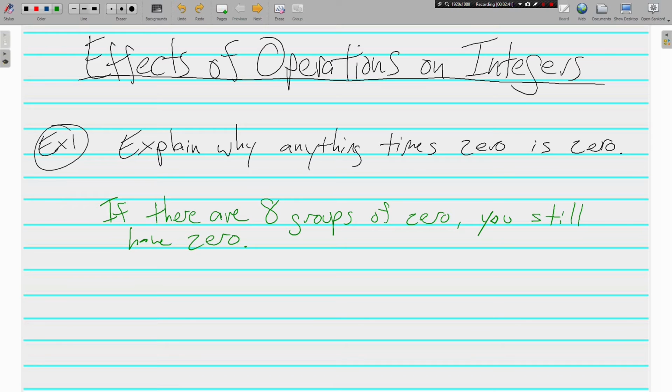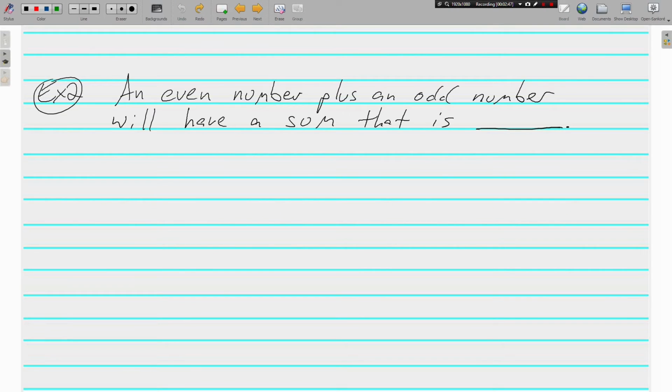Let's try another. Example 2. An even number plus an odd number will have a sum that is blank. Well, probably a good way to approach this problem is just to do some examples of even numbers plus odd numbers. So let's see, I've got an even number, how about 4? Plus an odd number, 3? Even plus odd, 4 plus 3 is 7.